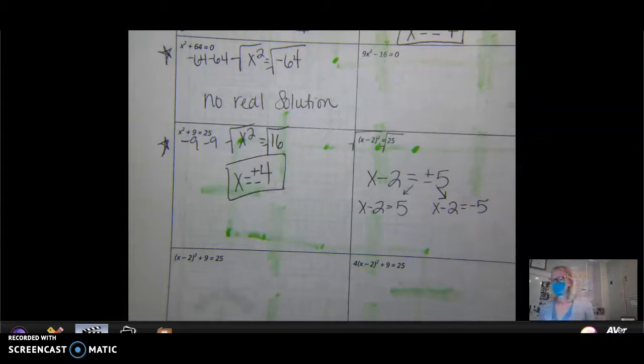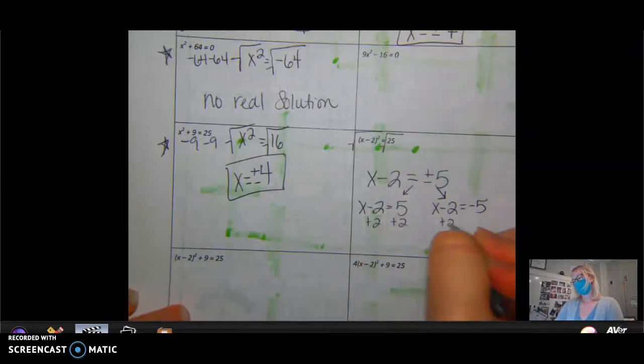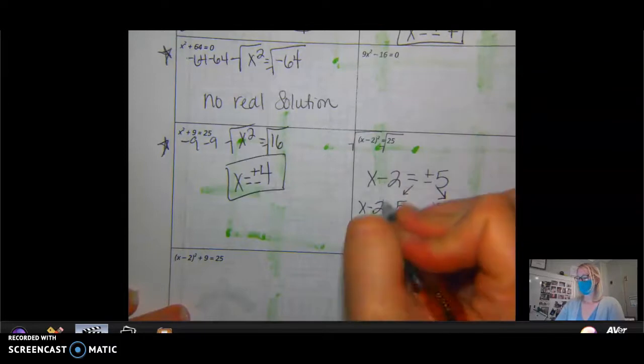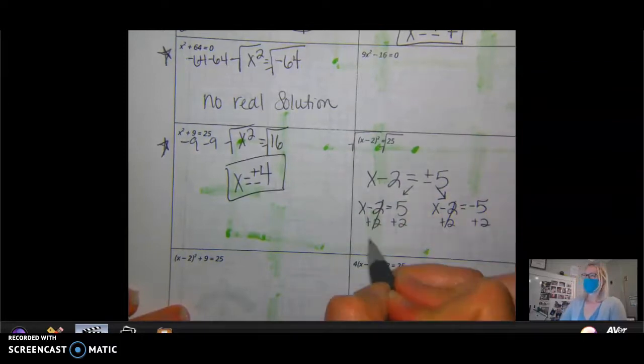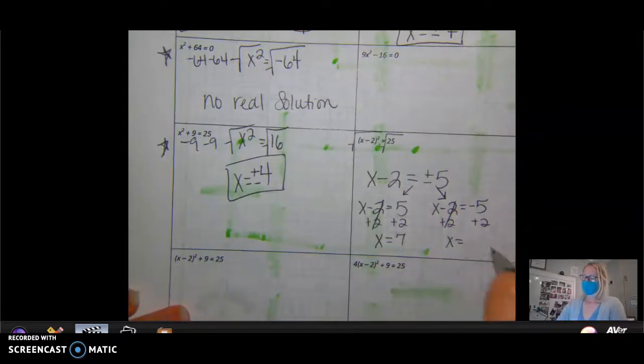Okay? What do you do now in both situations, though? I need to add 2. In both equations, I'm going to add 2. That cancels here, cancels here. So x equals how much on this side? 7. X equals how much on this side?